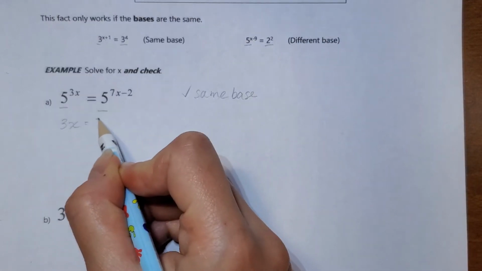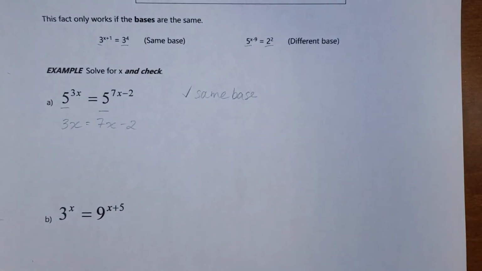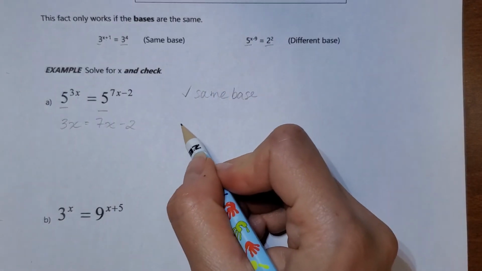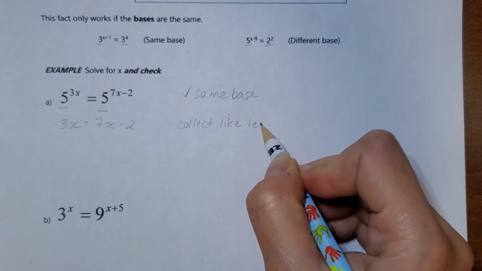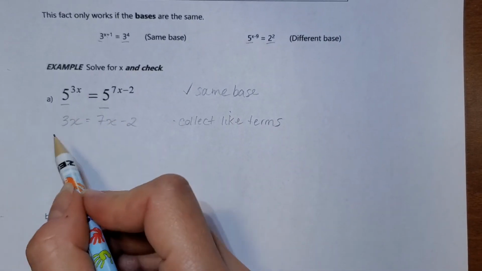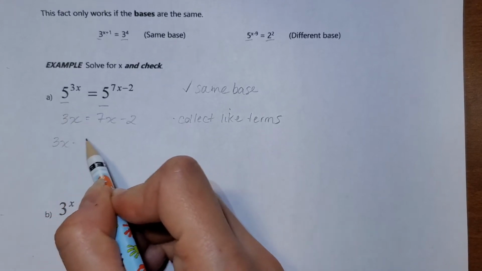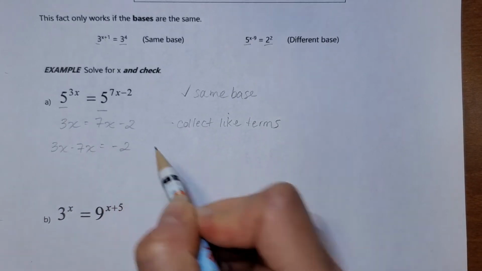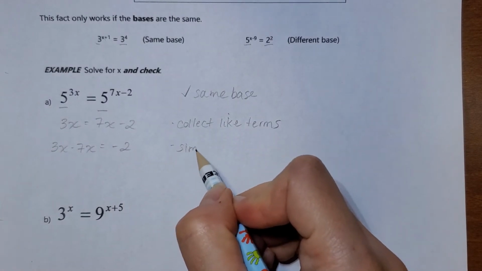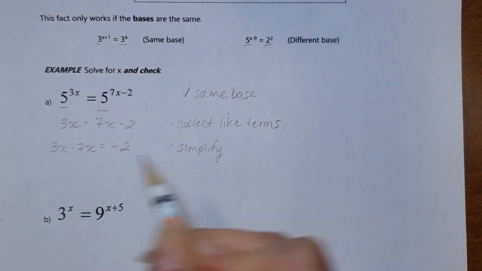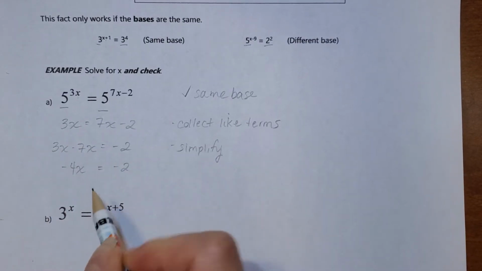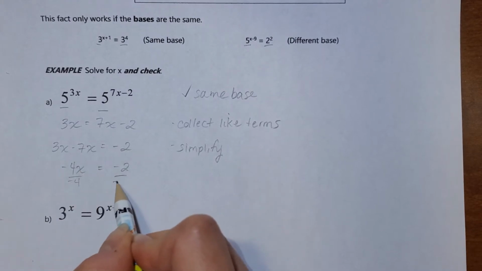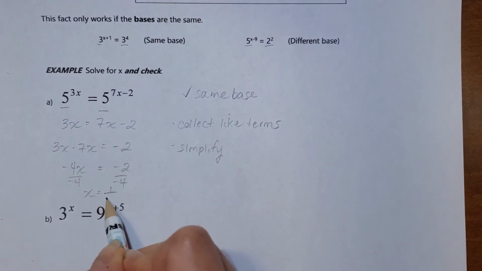So 3x equals 7x minus 2. Now we just go about solving for x. So we collect like terms. So we bring the x's to the same side. 3x minus 7x equals negative 2. Then we simplify. 3x minus 7x is negative 4x equals negative 2. Divide by negative 4. x equals positive 1/2.